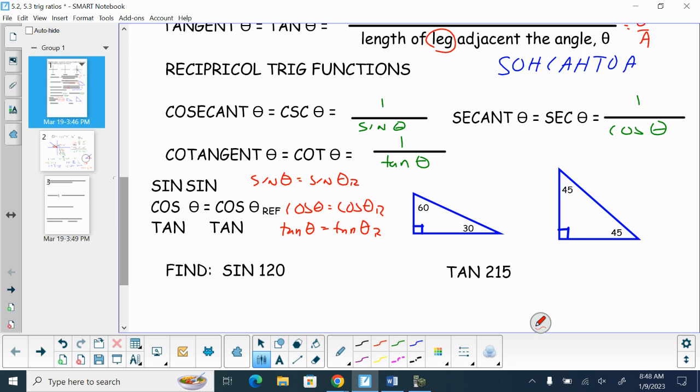When dealing with a 30-60 right triangle, the hypotenuse is twice the length of the shortest leg. That is a property of a 30-60 right triangle. The hypotenuse will be twice the length of the shortest leg.